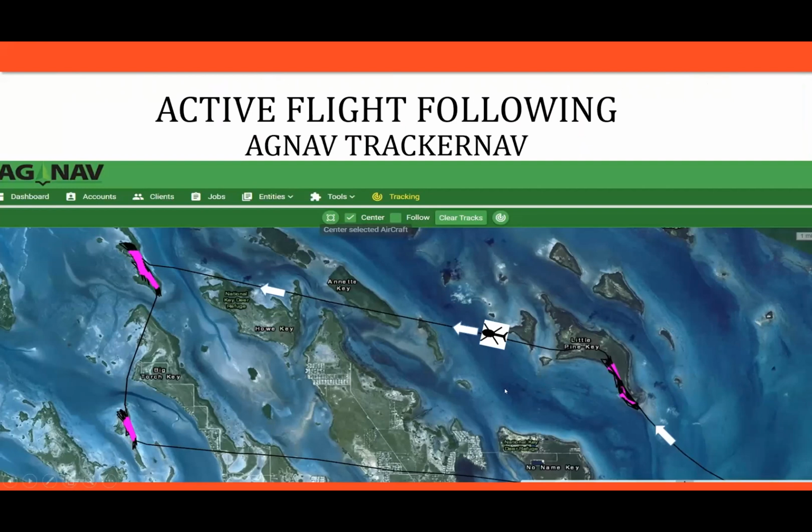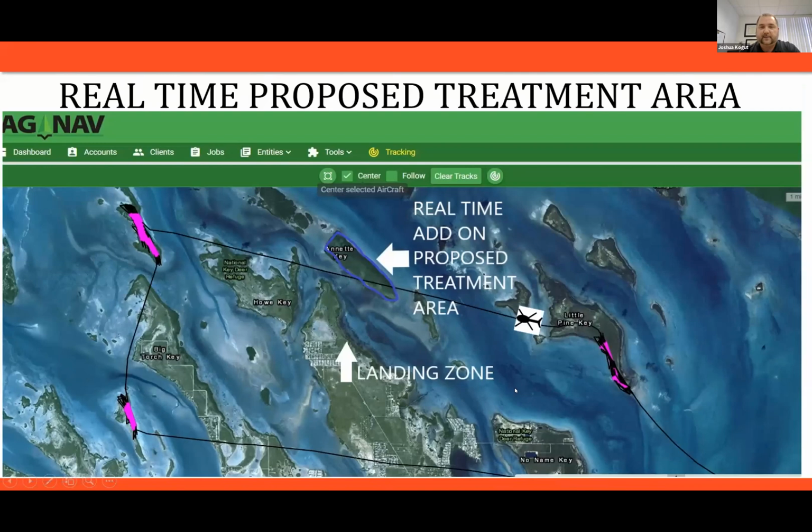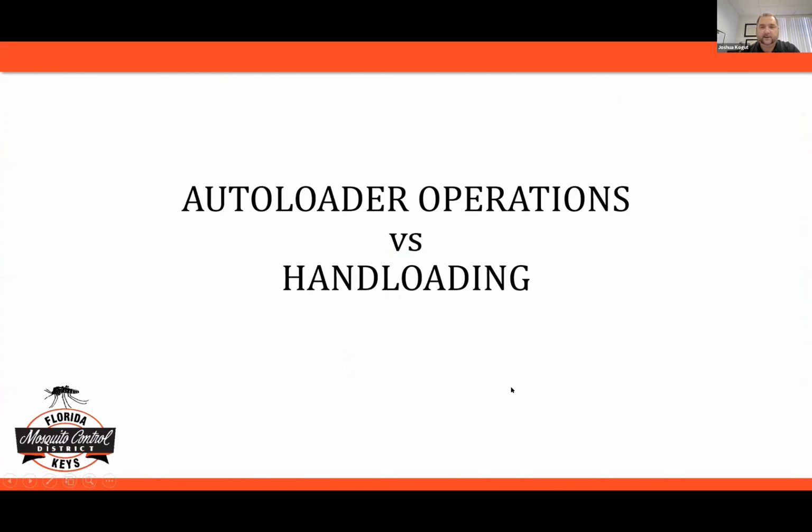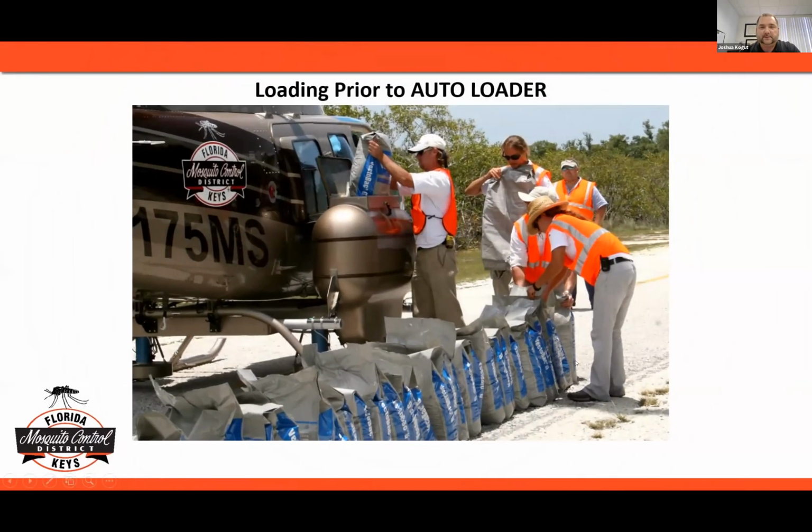Sure thing, I'll wrap things up here. Basically, the aircraft treats 3 areas for this day. If somebody in the field were to add a real-time treatment area, we could take that immediately and send it to the aircraft, and therefore the aircraft would not have to deviate to go back and get another load. They could just keep spraying as they receive new areas. Last but not least, I'll wrap things up.